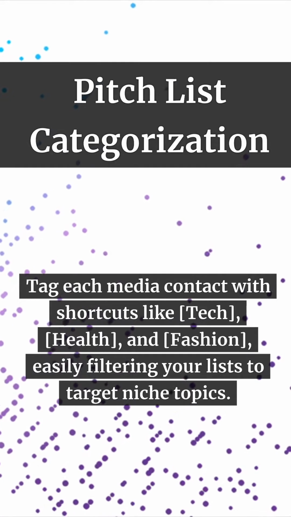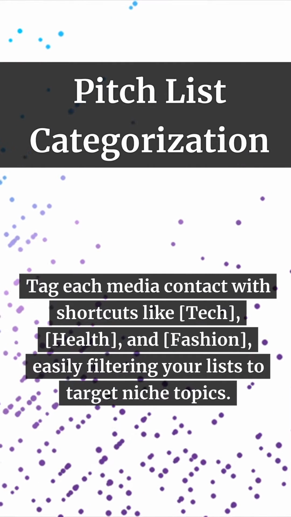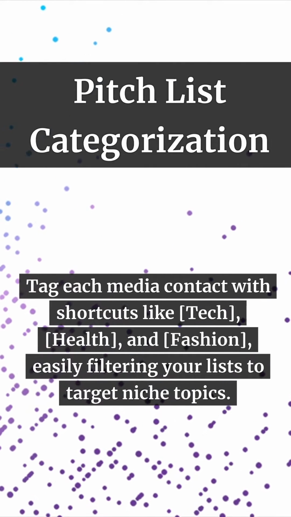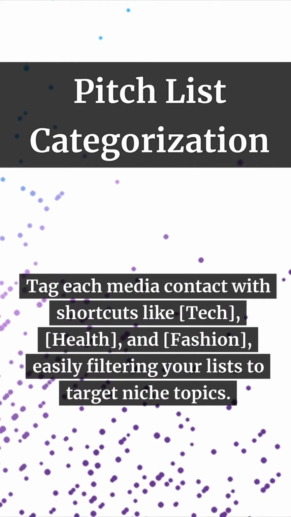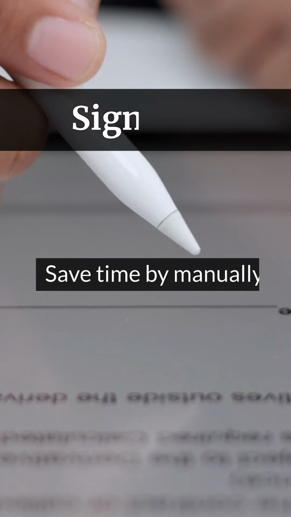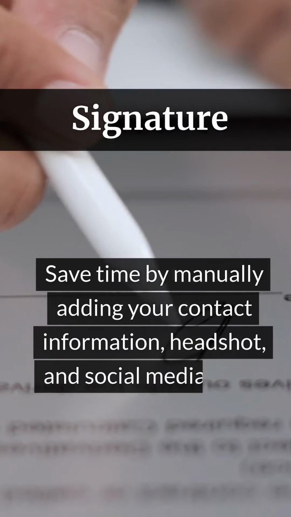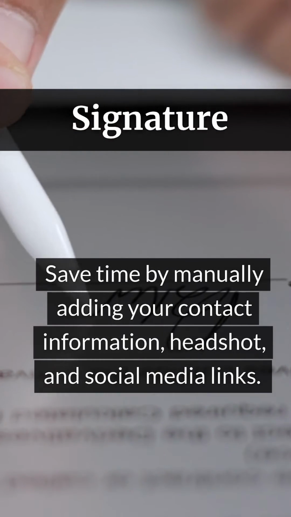Pitch list categorization. Tag each media contact with shortcuts like tech, health, and fashion, easily filtering your lists to target niche topics. Signature. Save time by automatically adding your contact information, headshot, and social media links.